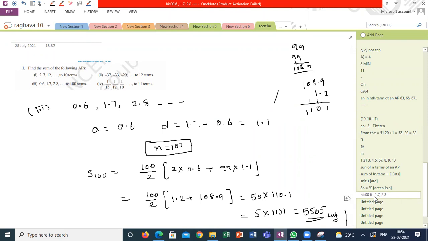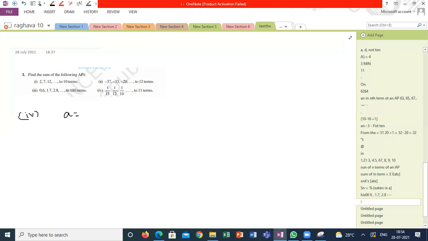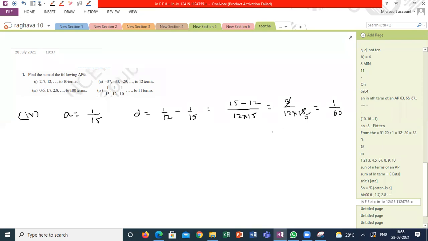Same as if I am taking the fourth question. Guys, is it clear? Second one, third one. Fourth question. If I am dealing with the fourth question, a is equal to 1 by 15. d is equal to 1 by 12 minus 1 by 15. That is equal to how much? 12 into 15, this is 15 minus 12, 3 by 12 into 15. 1 by 60 is the common difference.